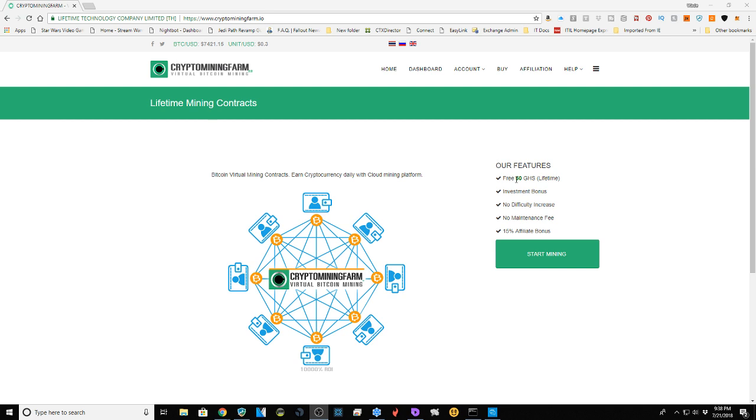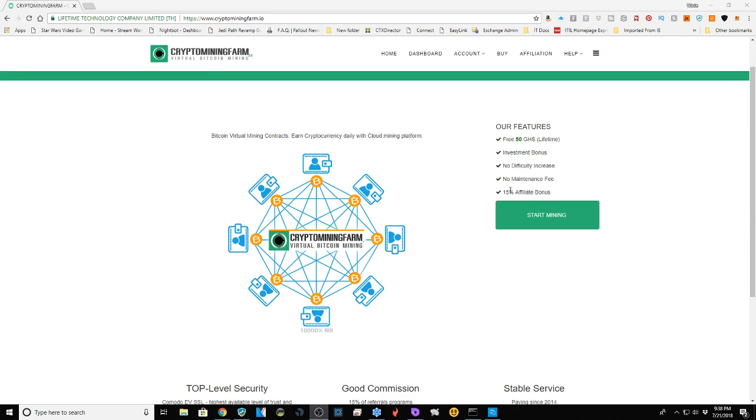Now, I believe you do have to make a deposit in order to withdraw your bitcoins, but the deposits are like $20 and the lifetime, because that's what I participate in. And this is one of the few mining services that still offers lifetime contracts. They also offer extremely long-term contracts and extremely short-term contracts. So you get no maintenance fees, no difficulty increases, investment bonus.